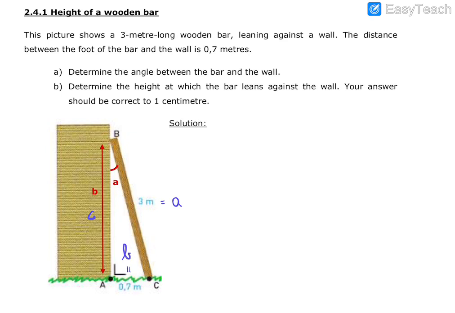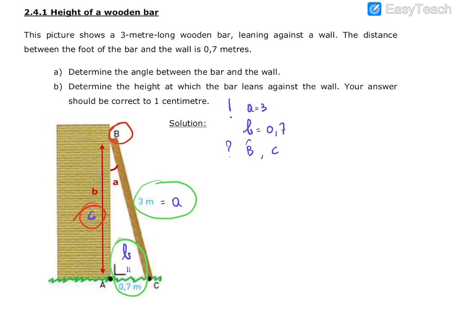Now, again, always start with indicating what you know. I know this and I know this, and I'm looking for angle B and also for side C. So, as we've done many times before, we know that A equals 3, we know that B equals 0.7. We're looking for angle B and side C.